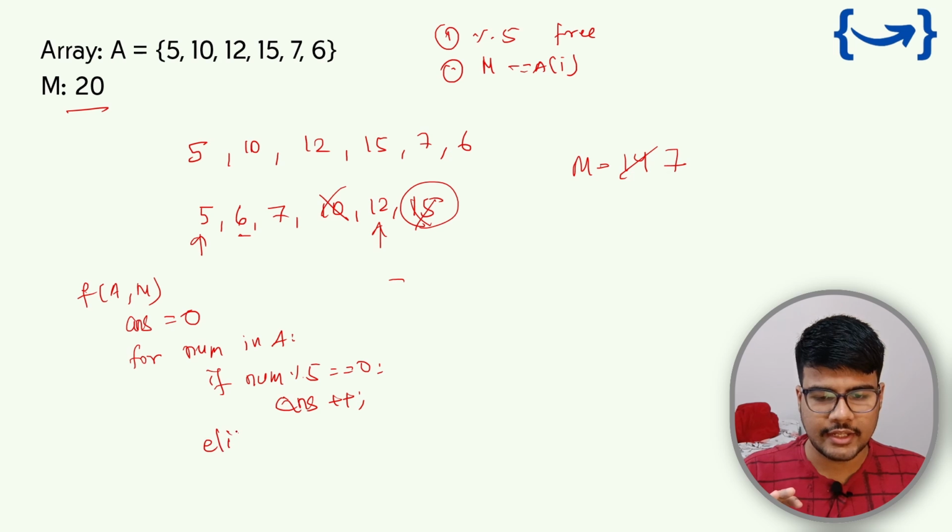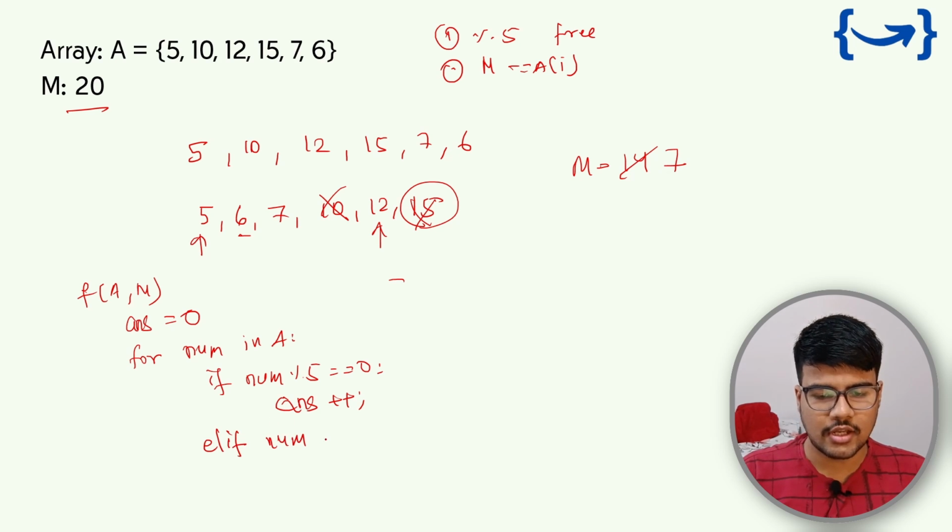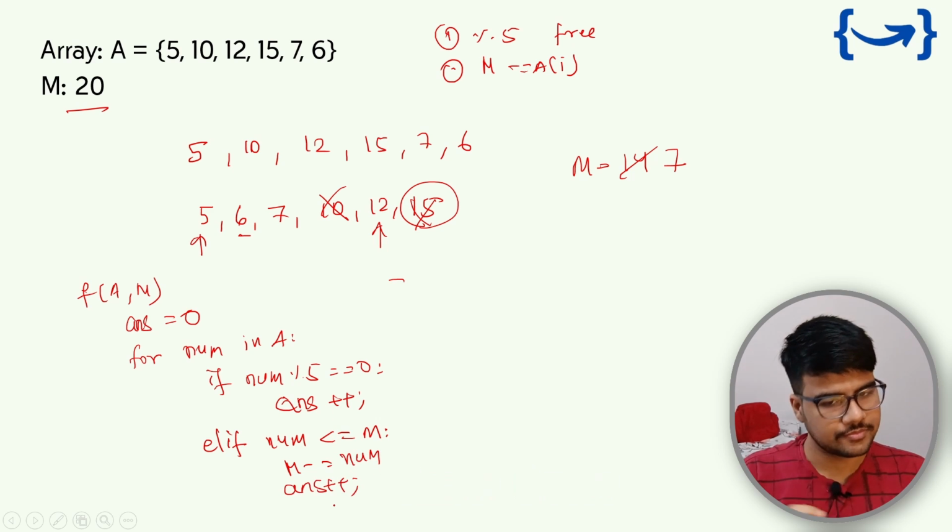But in any other case, in the elif, where your num is lesser than my total budget, then simply reduce the particular candy cost from my budget and increment my candy count.